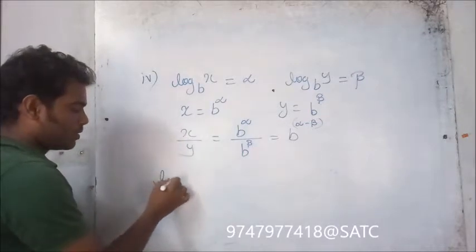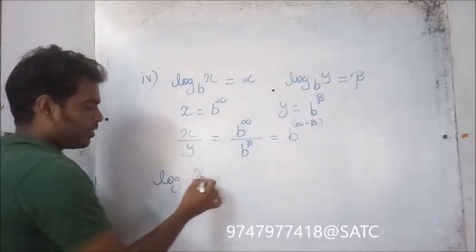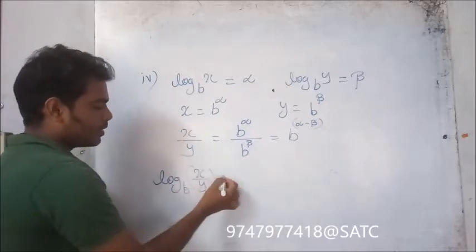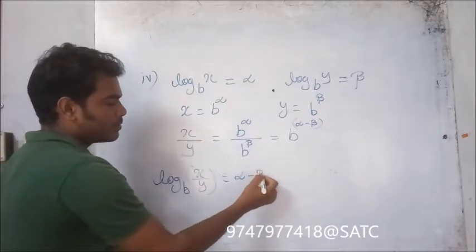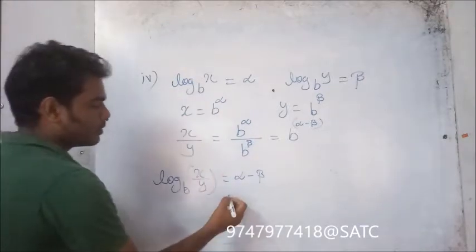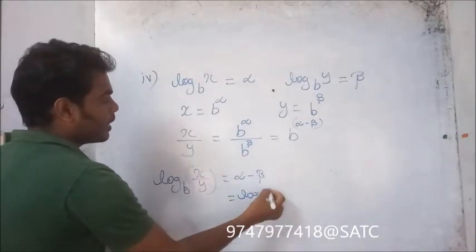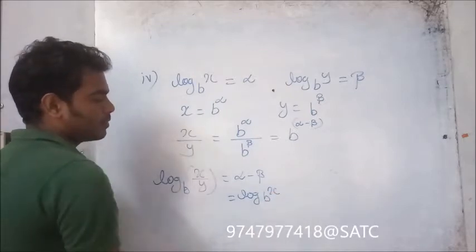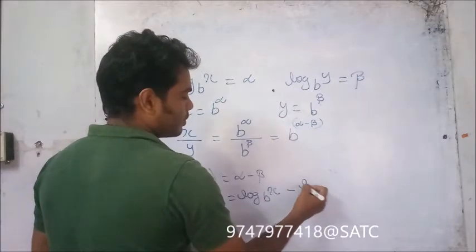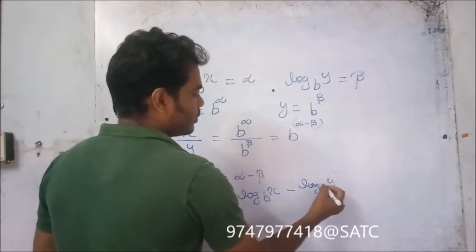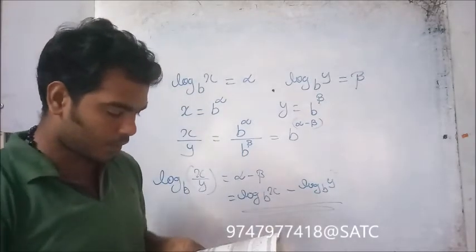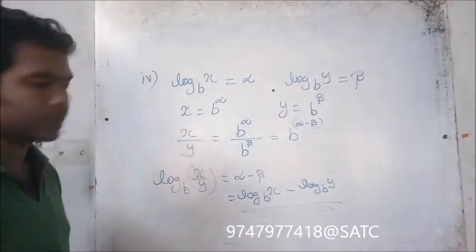So log x by y to the base b is equal to alpha minus beta. What is alpha? This is equal to log x to the base b minus log y to the base b. This is the quotient rule.